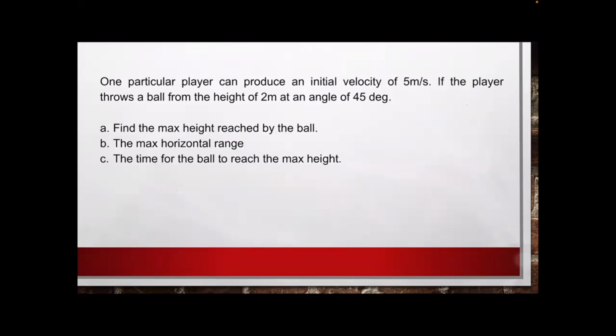For the next part, let's have one particular player who can produce an initial velocity of 5 meter per second. If the player throws a ball from the height of 2 meter at an angle of 45 degrees, find the maximum height reached by the ball, find the maximum horizontal range, and the time of flight to reach the ball at the maximum height.